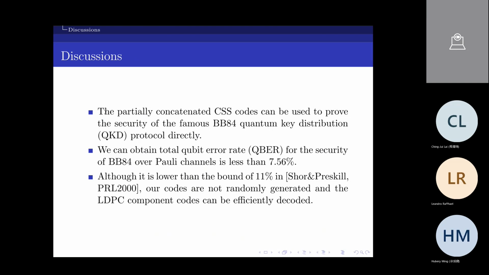Here are some remarks. The partially concatenated CSS codes can be used to prove the security of the famous BB84 quantum key distribution protocol. We can obtain that the total qubit error rate for the security of BB84 over Pauli channels is less than this one, although it is lower than the bound given by Shor and Preskill. And our codes are not randomly generated, and the LDPC component codes can be efficiently decoded.